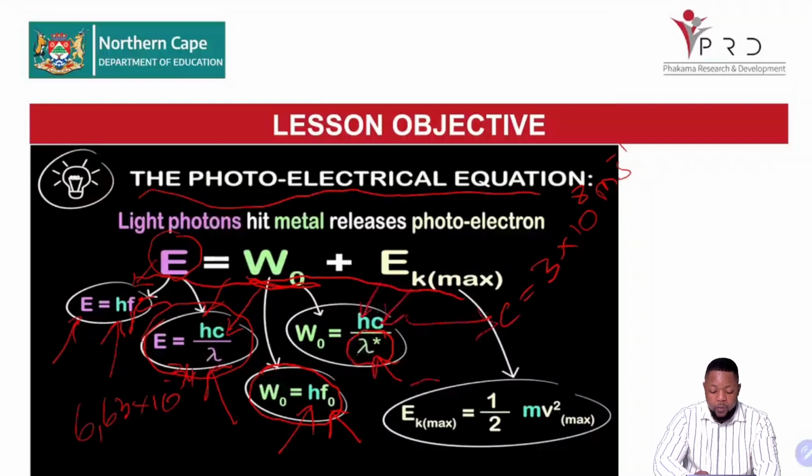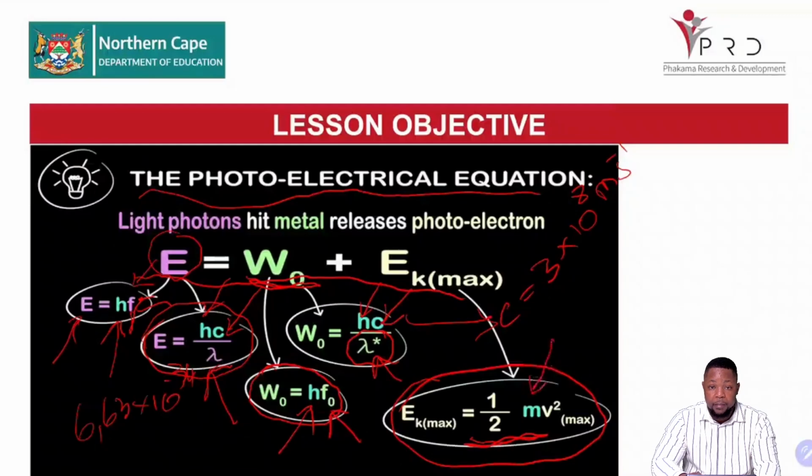The kinetic energy, which you have studied in grade 10, kinetic energy is half mv squared. Now, the mass that we are going to talk about here, this is the mass of the electron. It is also found on the data sheet as 9,11 times 10 to the power negative 31 kilograms. There is no need to memorize this value, as it will be provided on the data sheet at all times to use when calculating the kinetic energy of the photoelectrons.